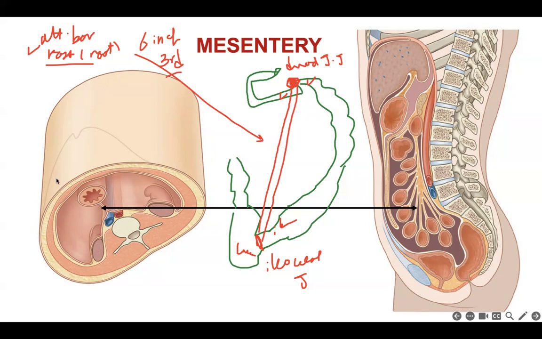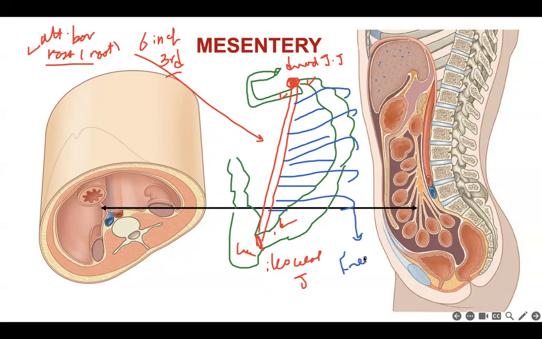Okay. After that we have what is called the free border. The free border goes from the attached border and covers the small intestine and returns back like that, like a cover. So what is the name of this border? We call it the free border or anterior border, about 6 meters in length, the same length as the small intestine.